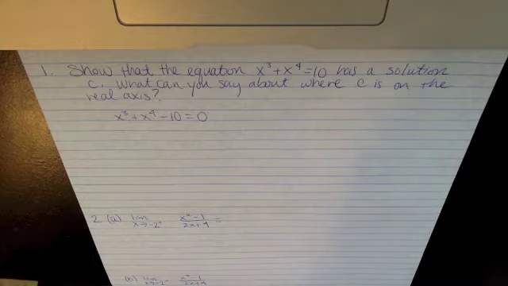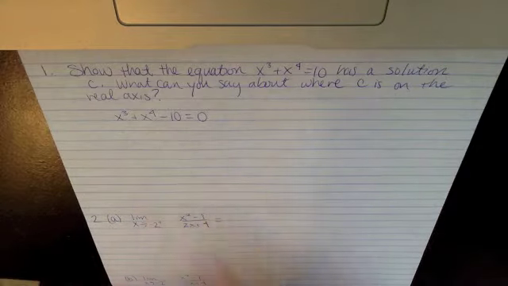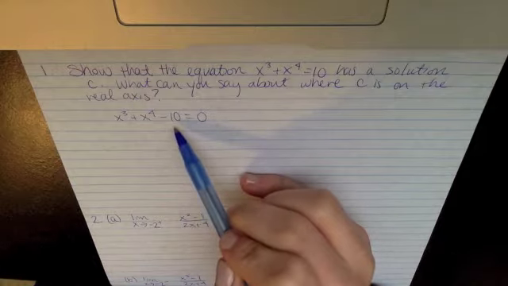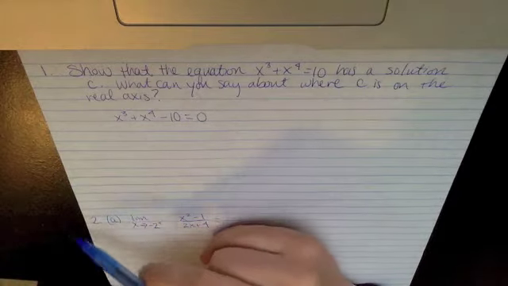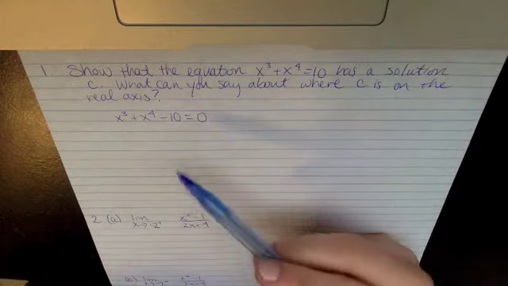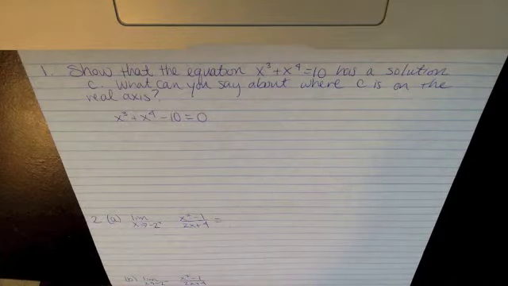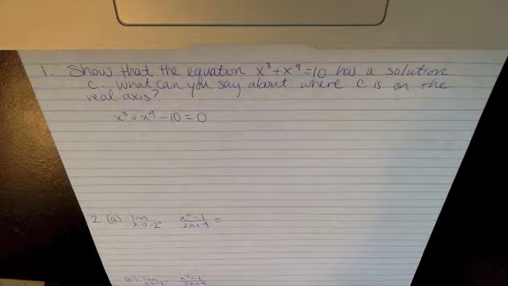I know then that if I find a place where this function, x cubed plus x to the fourth minus 10, is less than 0, and another place where x cubed plus x to the fourth minus 10 is greater than 0, then between those two x values, there's somewhere I have a 0.